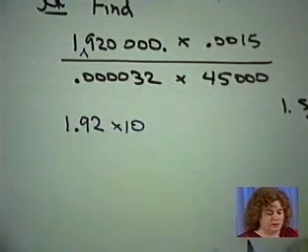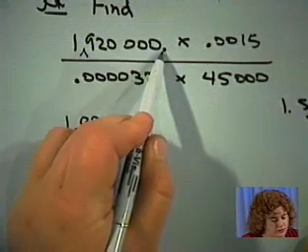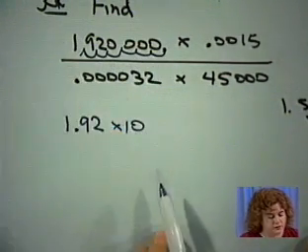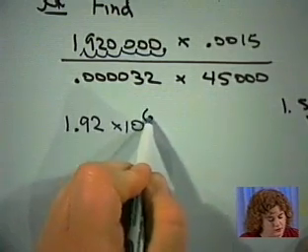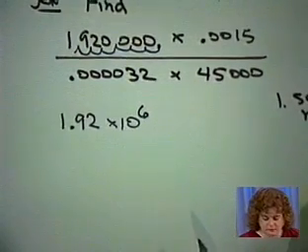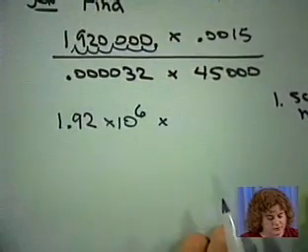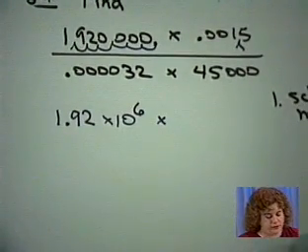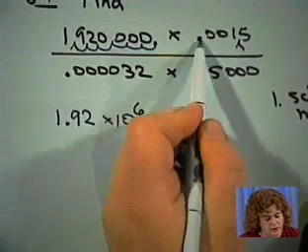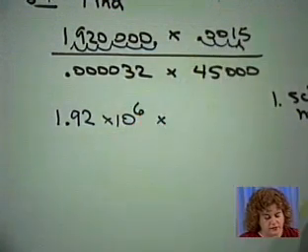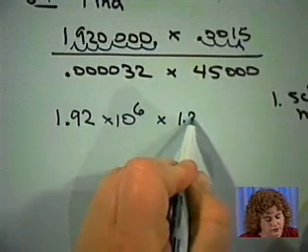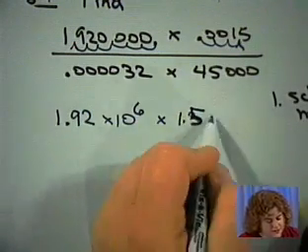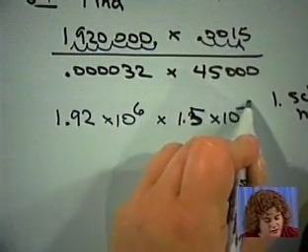I'm going left, and I'm going left. This is another way to do your counting. 1, 2, 3, 4, 5, 6 places. So that's going to be 10 to the positive 6 power. Times. Well, I'm going to want my decimal between the 1 and the 5, to the right of the first non-zero digit. And I'm going to have to move 1, 2, 3 places. So that will be 1.5 times 10 to the negative 3 power.